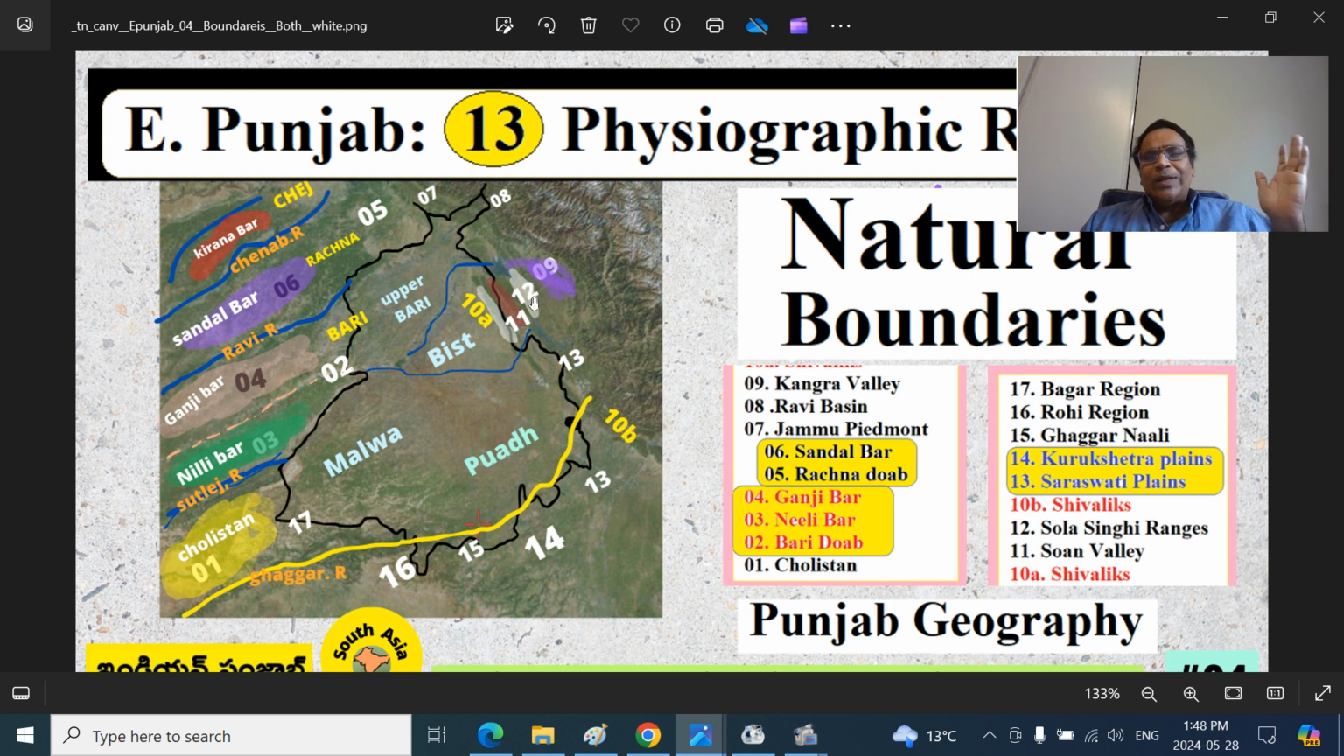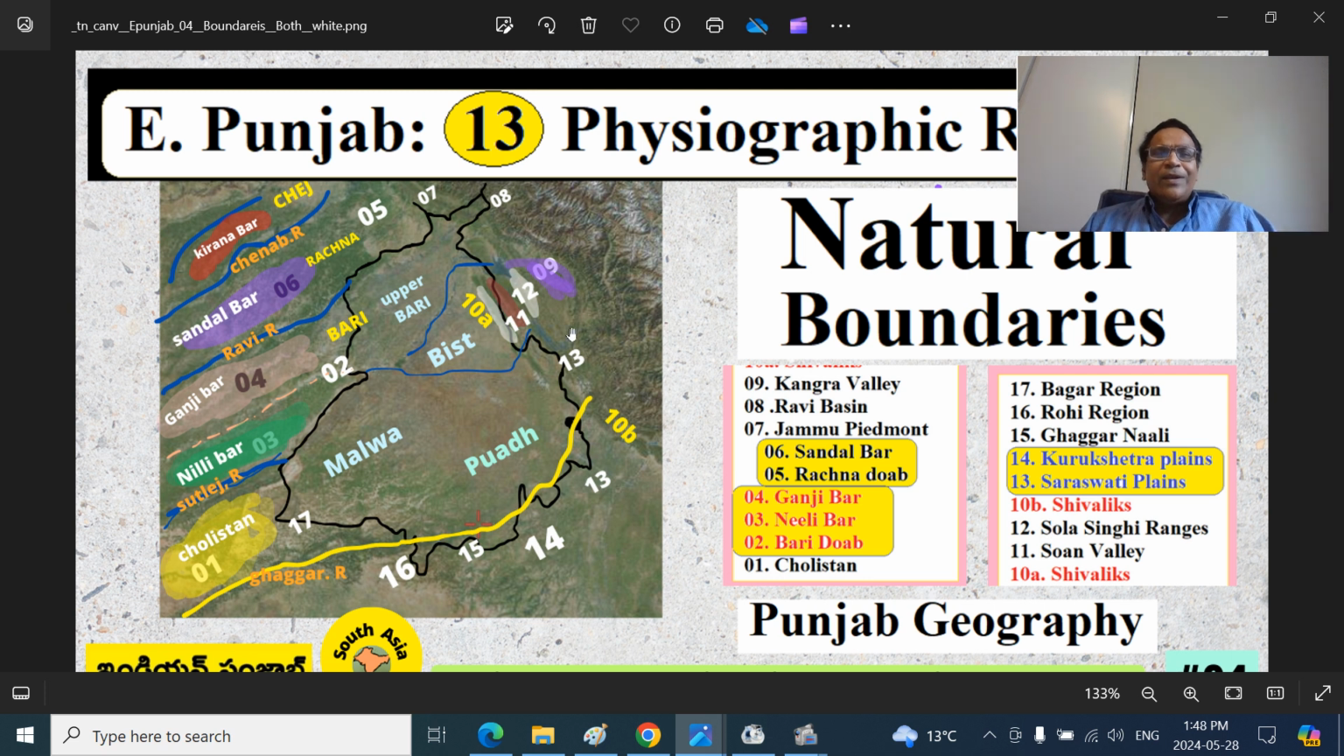12 is the Solah Singhi ranges. Why have I put it? Because it is the eastern part, the east side of East Punjab, that is in Himachal Pradesh, the Una, Amb and all those areas. Between them there is the Swan Valley. The Swan is a tributary of the Sutlej River, joining the Sutlej near Anandpur Sahib, that area. So that's why Siwaliks, Solah Singhi and Swan. So Siwalik, Solah Singhi, and Swan.